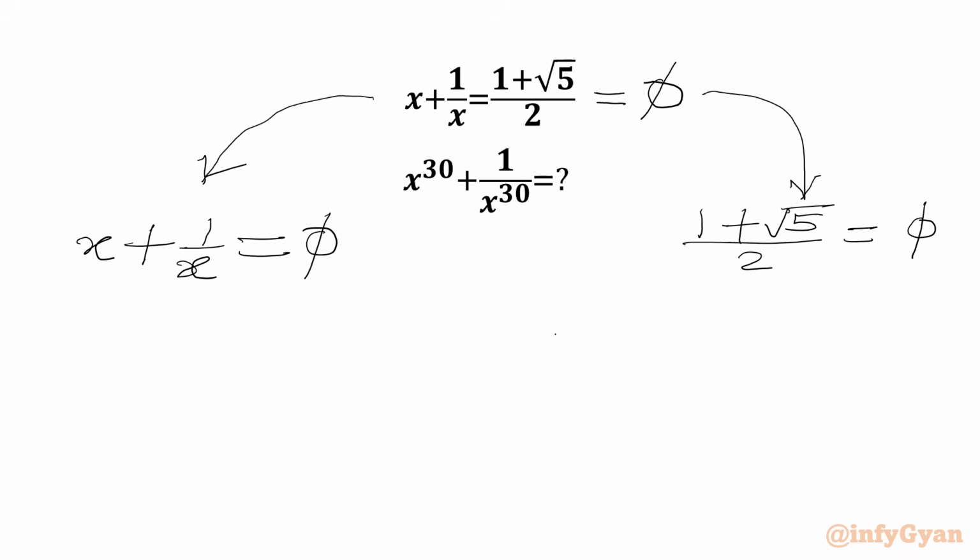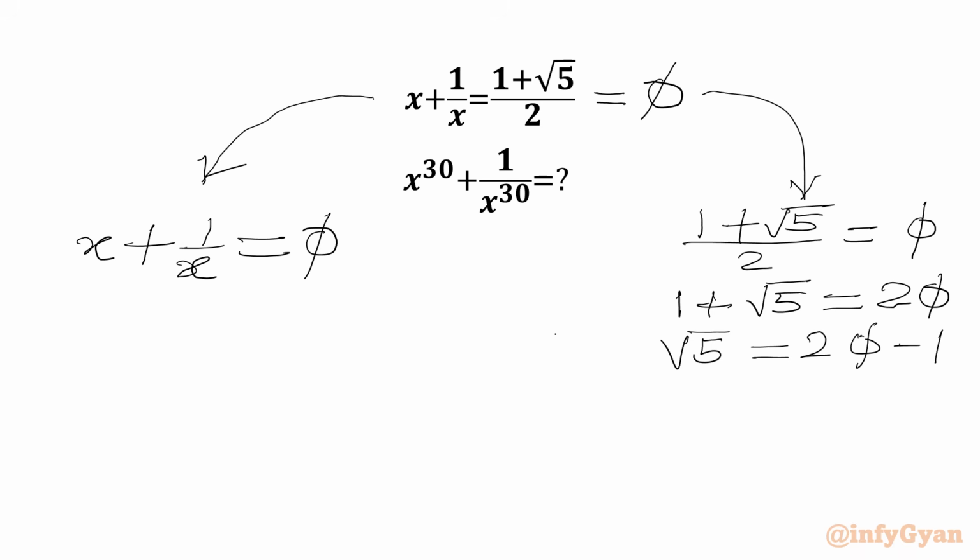Now we will multiply both sides by 2. So 1 plus square root 5 we will write equal to 2 times φ. Now we'll subtract 1 from both the sides. So root 5 will be equal to 2φ minus 1. Now we'll be squaring both sides. So we will put power 2 in the RHS and LHS. Square root and square will be over. We will get 5 in LHS, and in RHS we will write 4φ square minus 4φ plus 1.